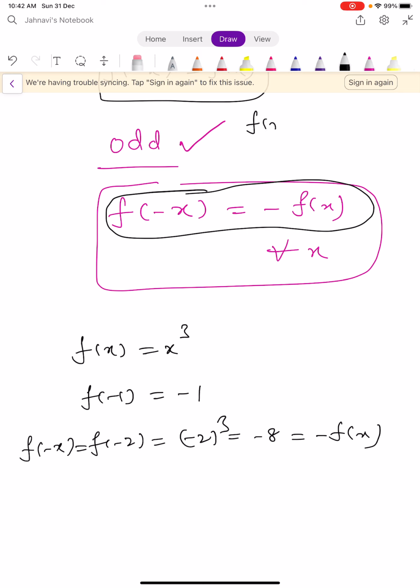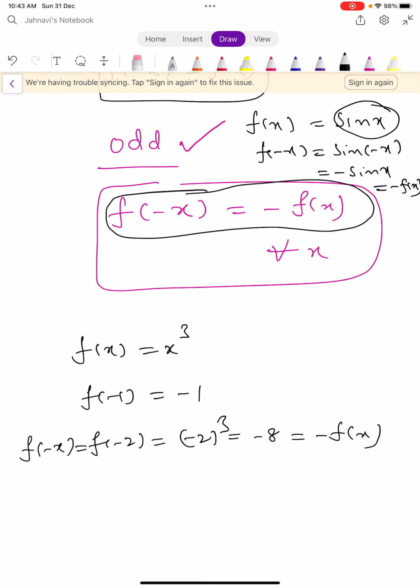You know sin x: f of x is equal to sin x and f of minus x is equal to sin of minus x, which can be written as minus sin x. This is nothing but minus f of x. So sin x is also an odd function. So remember that, these are even and odd functions.